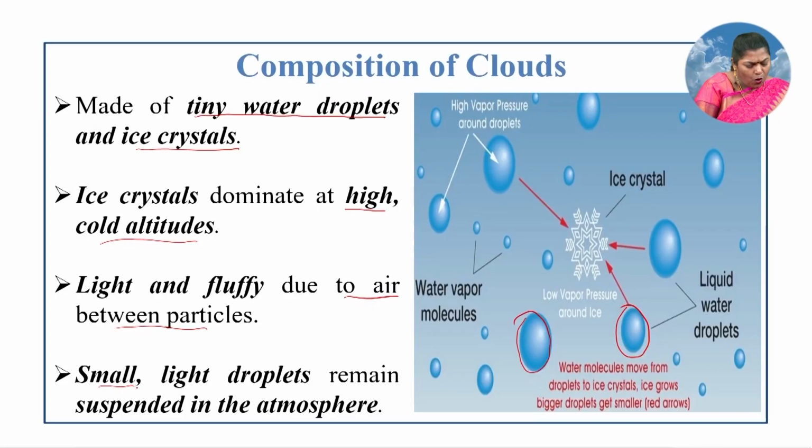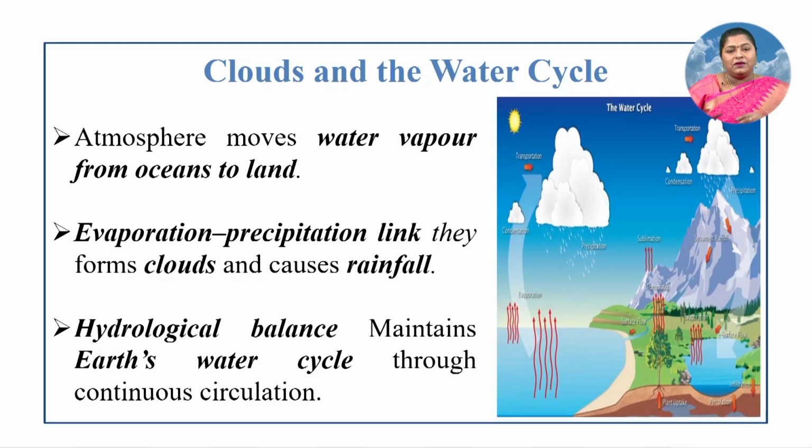It is very small, light droplets remain suspended in the atmosphere. As it is very light, it is suspended in the atmosphere. How the clouds and water cycles are correlated or interlinked with one another. That is, the atmosphere moves water vapor from ocean to land.